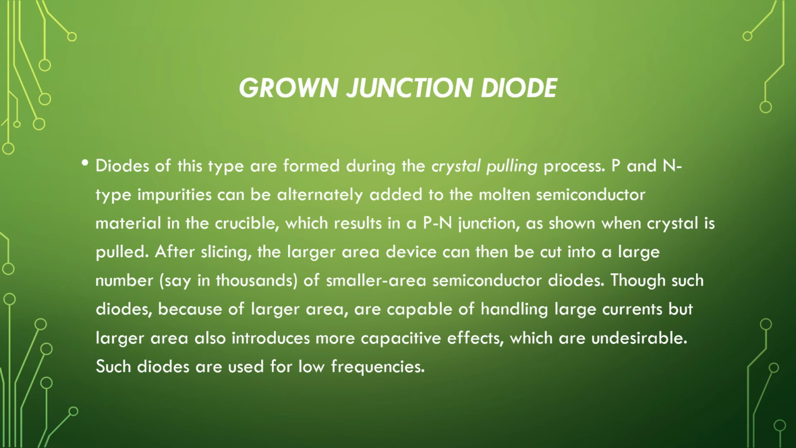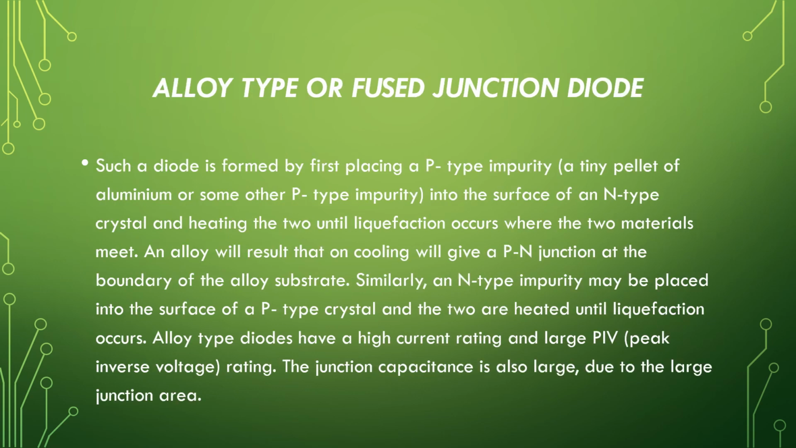After slicing, the larger area device can then be cut into a large number, say thousands, of small area semiconductor diodes. Though such diodes, because of larger area, are capable of handling large currents, the larger area also introduces more capacitive effects, which are undesirable. Such diodes are used for low frequency applications.